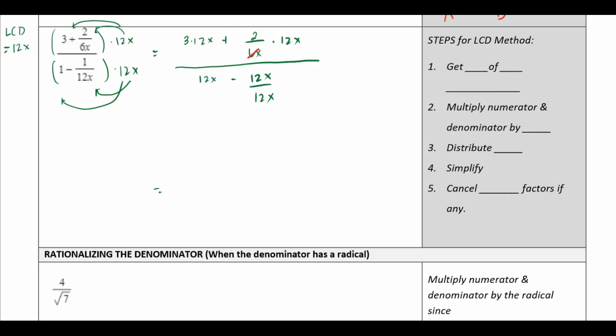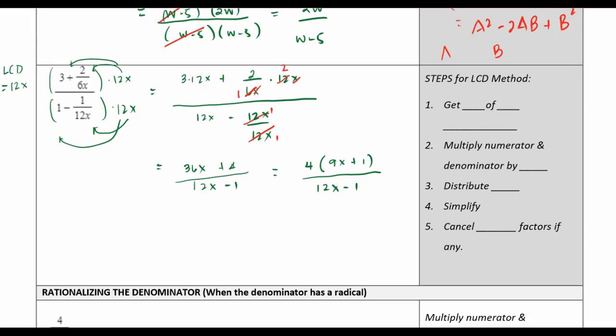Now cancel common factors. 6 goes into 12 twice, and the x's cancel. These guys just both cancel. So now we're left with 36x plus 4 all over 12x minus 1. And we factor what we can factor. So we take out 4 at the top, and this leaves us 9x plus 1 over 12x minus 1.